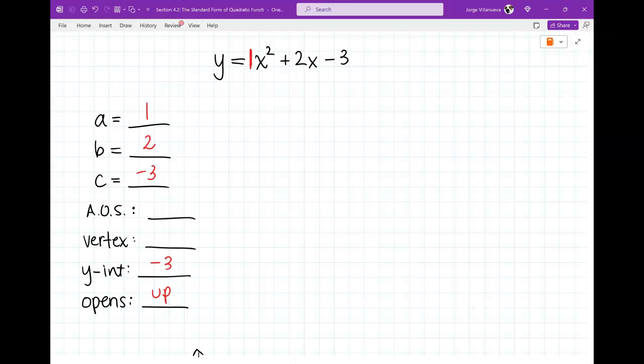So here we go. Axis of symmetry. X is equal to negative B over 2A. So negative B, we already know that's a 2. We wrote that down. Over 2 times A, which is a 1. We wrote that down earlier as well. So this comes out to negative 2 over 2. So it's negative 1. So I'm going to write X equal to negative 1.